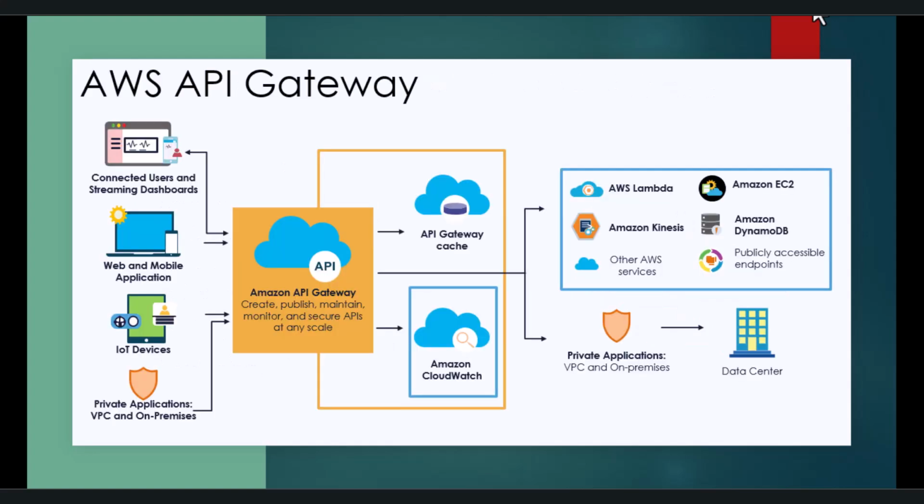Here's an example of what it looks like, where you have connected users and streaming dashboards, mobile devices, laptops and pads, IoT devices, and other private applications, all going through the API Gateway, which creates, publishes, maintains, and monitors securely APIs at any scale, billions if necessary. There's an API Gateway cache, which would be a Redis cluster, and then monitoring through Amazon CloudWatch as you manage a wide variety of server-based and serverless platform as a service and software as a service features on the back end.